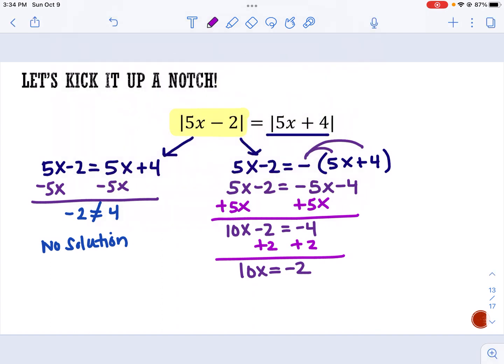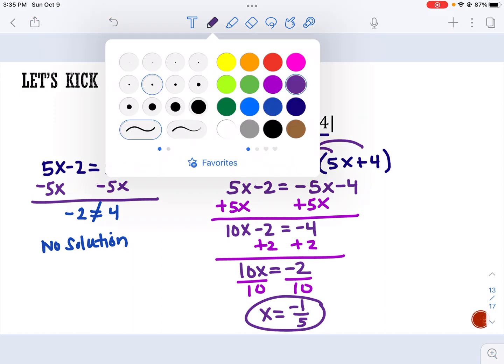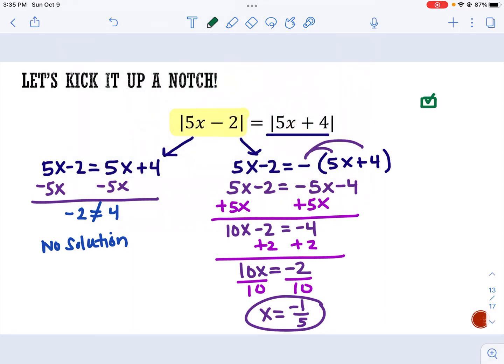What do I do next? Good, I divide by 10. And I'm left with x is equal to negative 2 over 10. I'm going to simplify that, negative 1/5. All right, so we have something here that is equal to a value. We still have to check. So on the side here in green, I'm going to do a little check step. And we're going to check for x equals negative 1/5.